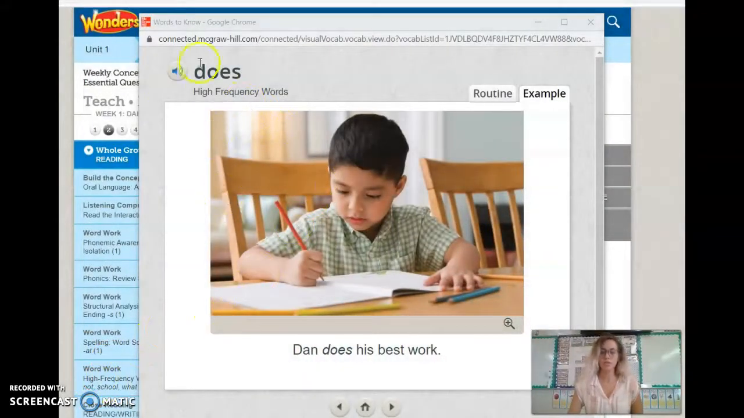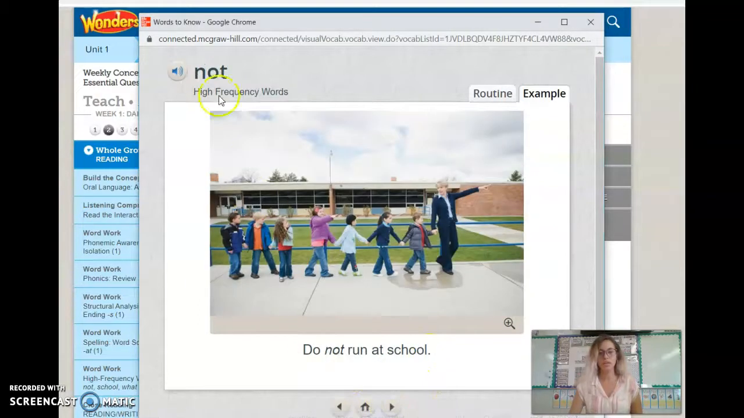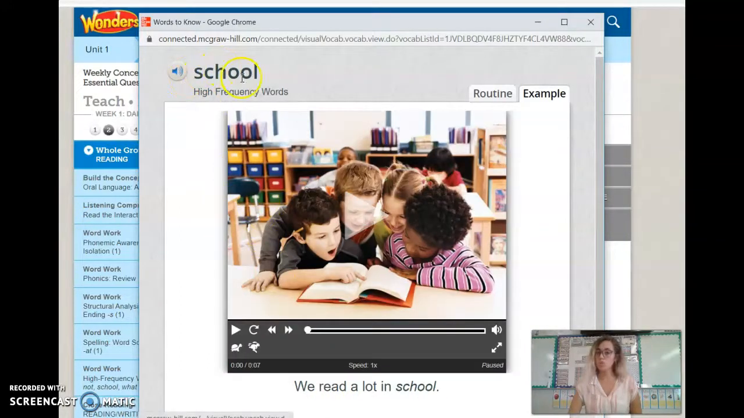for our frequency words. So this word is does. Dan does his best work. Our next word is not. Do not run at school. School. We read a lot in school.